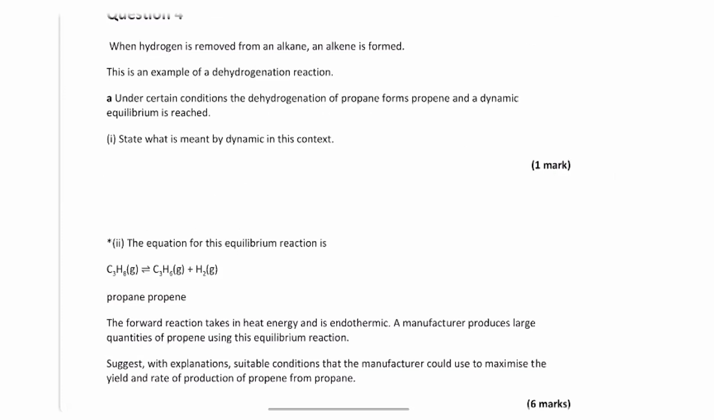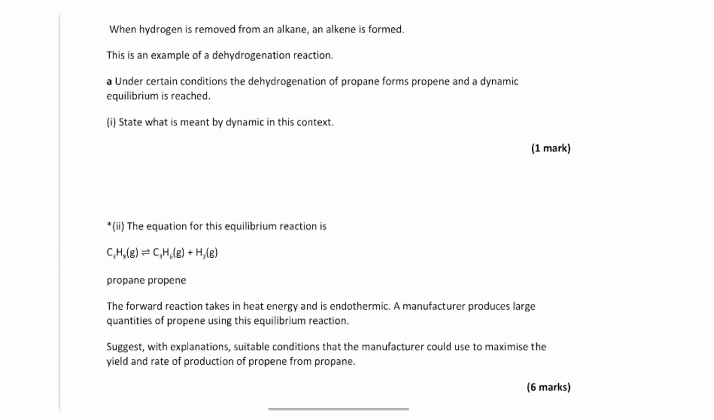Question 4. When hydrogen is removed from an alkane, an alkene is formed. This is an example of a dehydrogenation reaction. Under certain conditions, dehydrogenation of propane forms propene and a dynamic equilibrium is reached. First part, state what is meant by dynamic in this context.